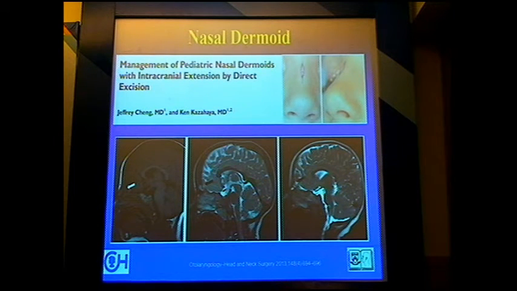We get all the way up into the crista galli, and then we bring a microscope in against the dura and peel the dermoid off the dura. If you disrupt the dura and get a CSF leak, you can put a little dural patch in there and a little bone pate, and then you can seal it very nicely.